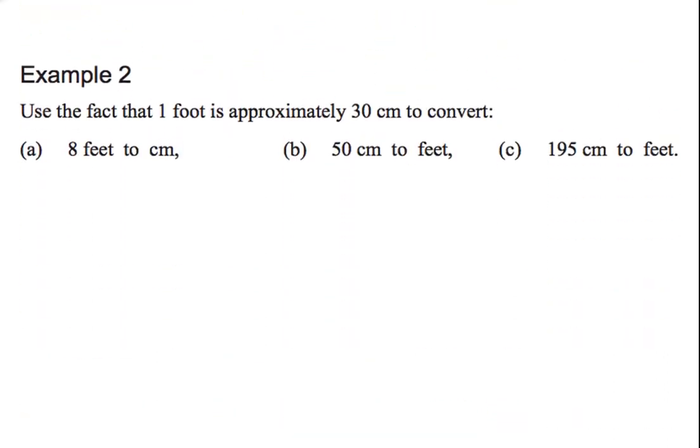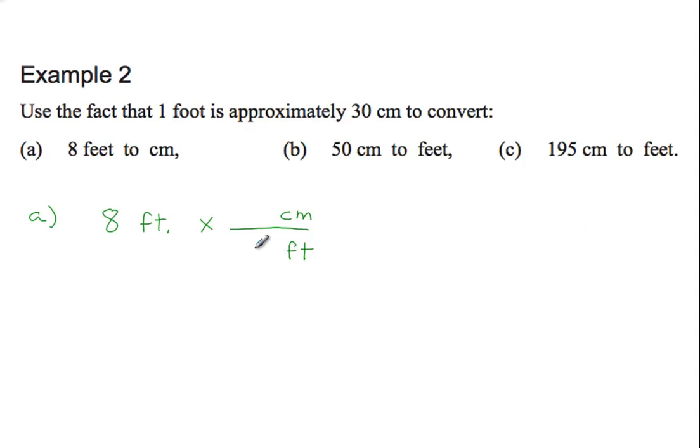Example 2. Use the fact that 1 foot is approximately 30 centimeters to convert the following. Okay, so now we're talking about lengths. Before we were doing currencies, but we're going to set it up in much the same way. So if we look at A, we have 8 feet. For short, we use FT. 8 feet, and we're going to multiply this by some conversion. We want to get centimeters, so centimeters is going to be on top. We want to cancel out feet, so feet is going to be on the bottom.